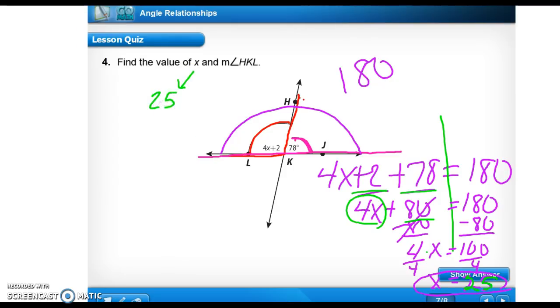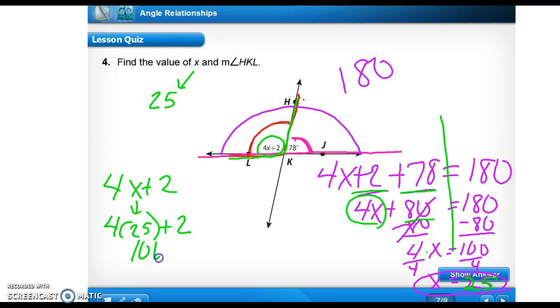Now to find the value of this red angle, HKL, that I just outlined in green, it's 4x plus 2. Since it's 4x plus 2, I'm going to take the x out and put in 25. So I get 4 times 25 is 100, and 100 plus 2 would be 102. Now you could have also gotten that from the beginning, because if you know that this angle in pink is 78, then this angle right next to it has to be 180 minus 78, which is 102.